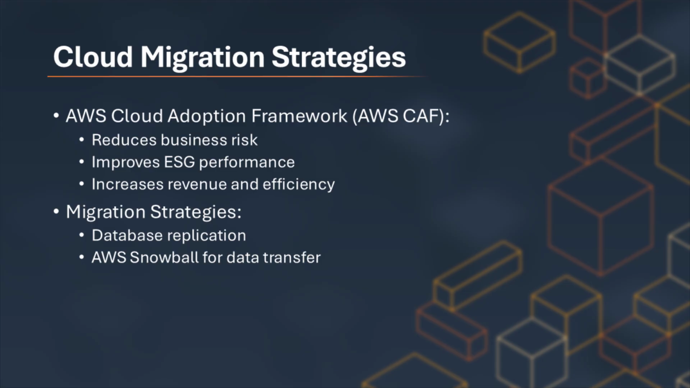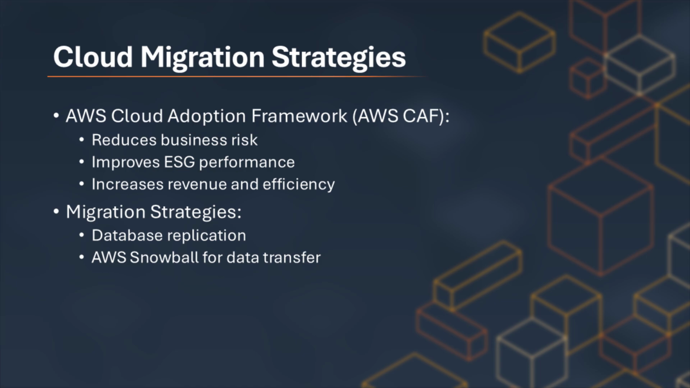Let's shift to cloud migration strategies. The AWS Cloud Adoption Framework, or AWS CAF, is a structured approach to moving to the cloud. It's divided into business, people, governance, platform, security, and operations perspectives. For example, the business perspective helps align cloud adoption with company goals, like increasing revenue by launching new services faster. The exam often tests AWS CAF benefits, such as reduced business risk, moving to AWS to avoid single points of failure, or improved ESG, environmental, social, governance, performance by using sustainable infrastructure.